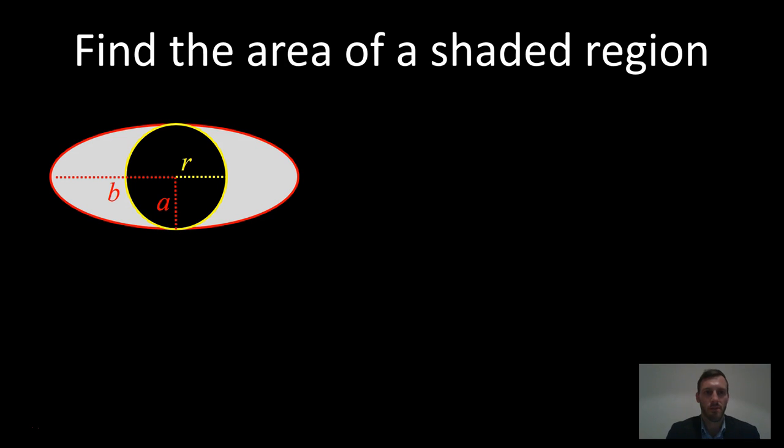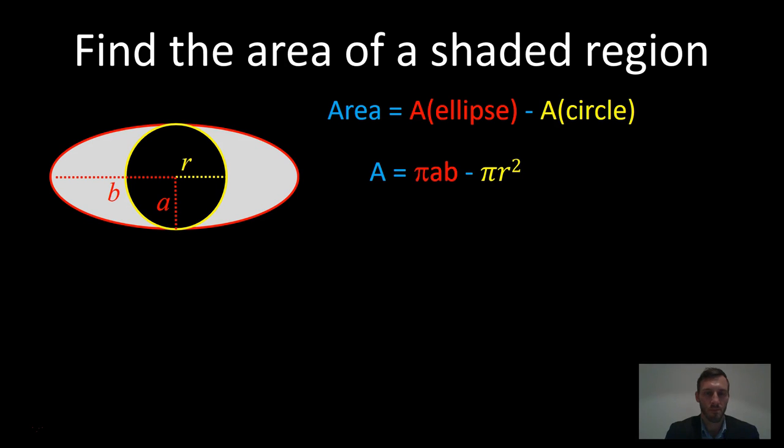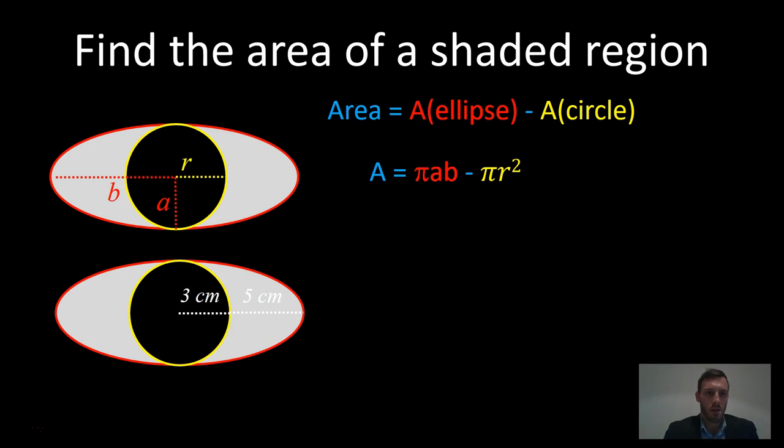Here we're going to find another shaded region. What we have here is an ellipse and a circle, and we're given a number of possible measurements in there. So we write our formula. It's going to be the area of the ellipse, take away the area of the circle on the inside. So we write our formulas. The area of the ellipse is pi AB, take pi r squared, the area of a circle.